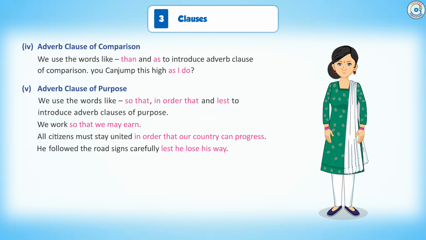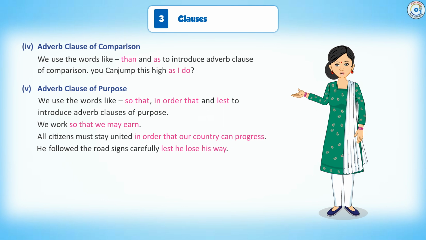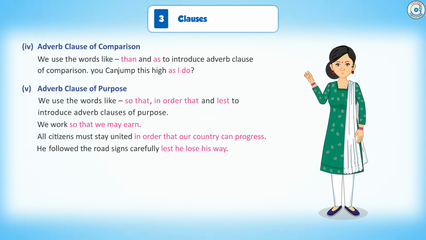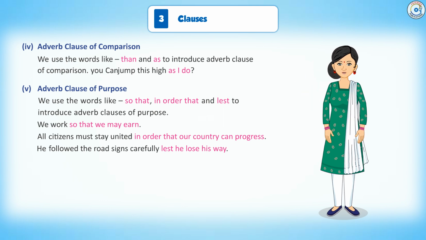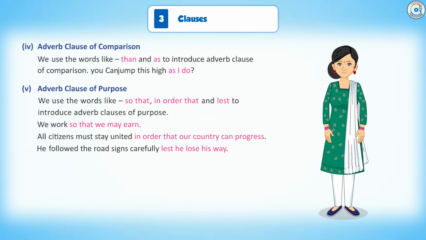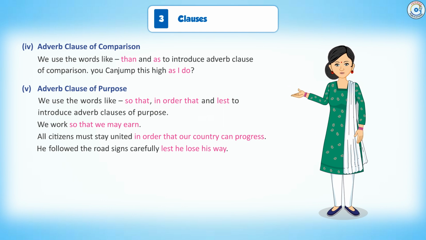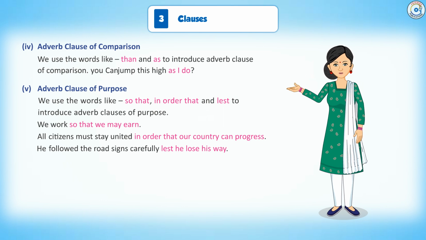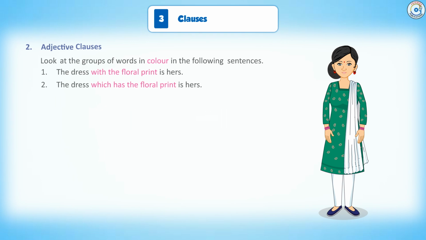Fifth, adverb clause of purpose. We use the words like so that, in order that, and lest to introduce adverb clauses of purpose. We work so that we may earn. All citizens must stay united in order that our country can progress. He followed the road signs carefully, lest he lose his way.